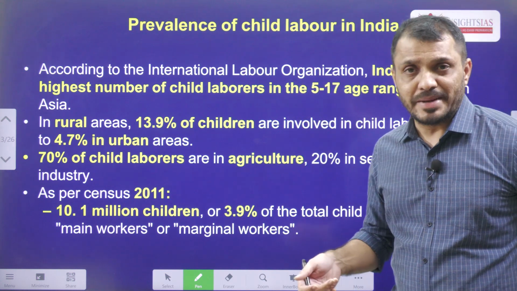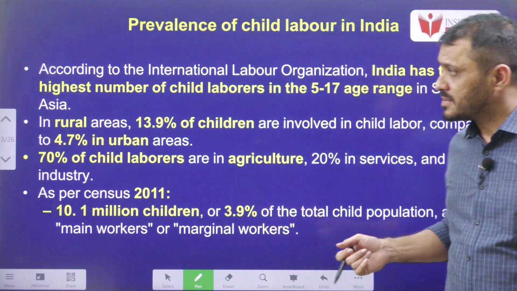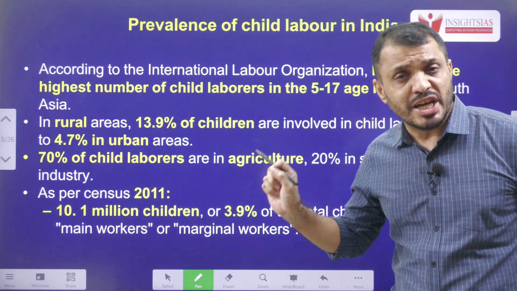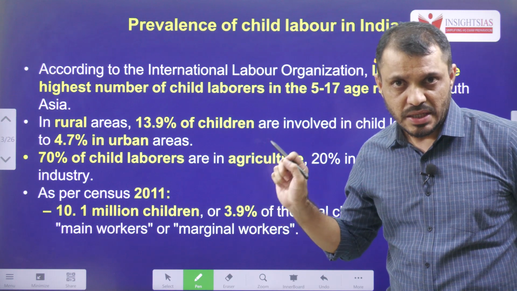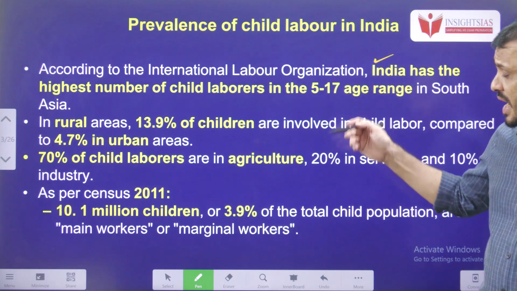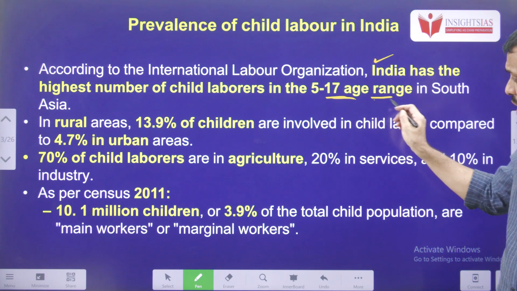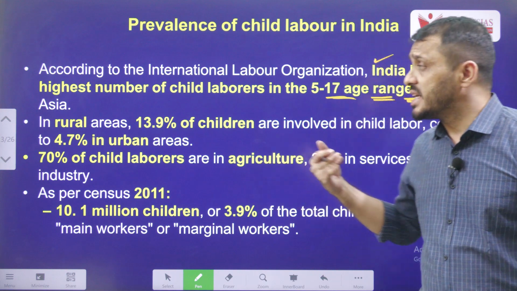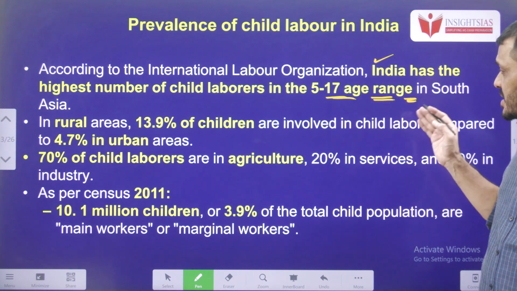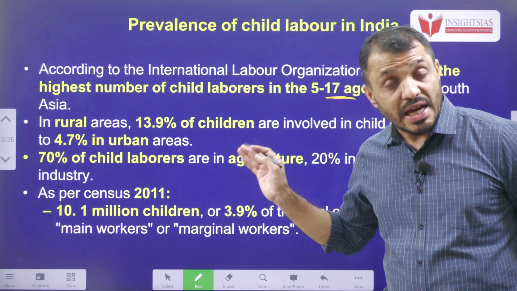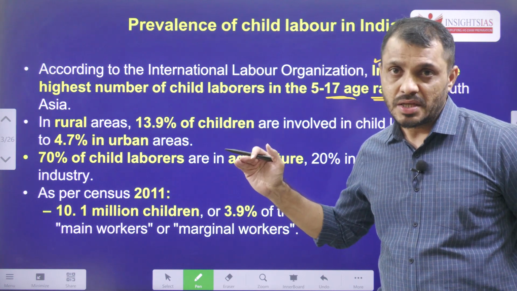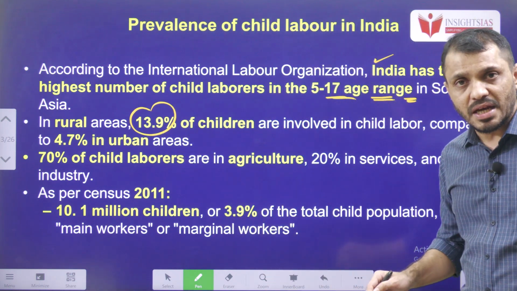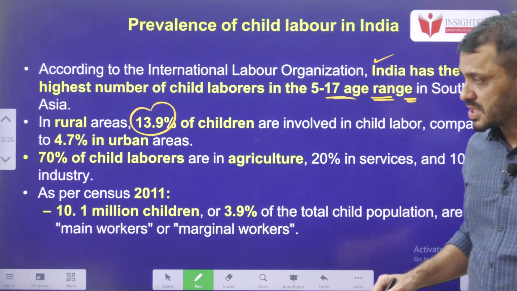Next, prevalence of child labor in India. Let's see some statistics. According to ILO, India is having one of the highest numbers of child labor in entire South Asia. It is very disgraceful. Among child laborers in the 5 to 17 age range, India is having the highest number in South Asia. In rural areas, child labor is high compared to urban areas. In rural areas, it stands at 13.9%, whereas in urban areas, it stands at 4.7%.